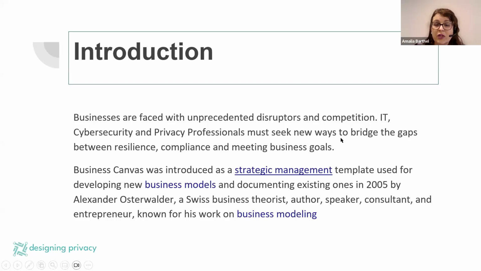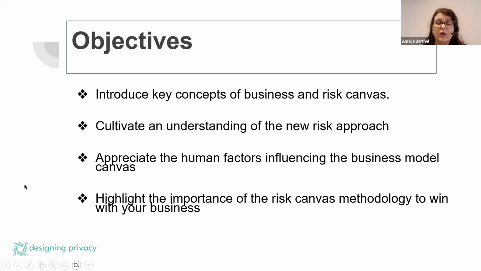Just by way of introduction, we know that all of your businesses have had unprecedented disruption and competition. So it's on us, privacy, IT, and cybersecurity professionals, to find new ways to bridge that gap between our objectives, compliance, controls, and resilience, and meeting business goals. The business canvas was first introduced as a strategic management template used to develop new business models and document them in a way that they can be understood in little pieces. The author was Alexander Osterwalder from Switzerland in 2005, and you're welcome to look this up. It's a very interesting concept that came out of research. Of course, it had to become practical, so that's what we're talking about today.